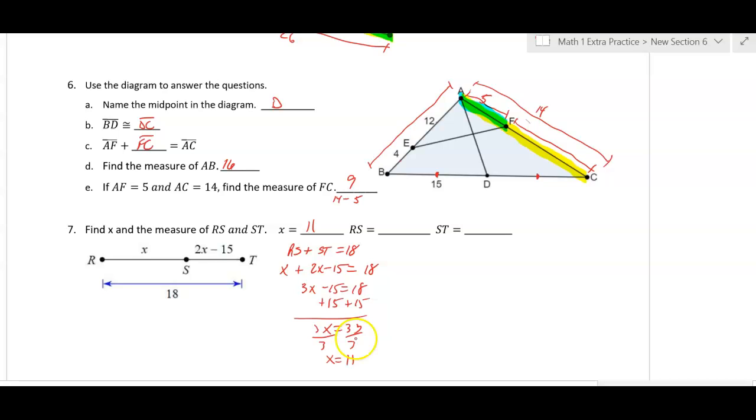Now if x is equal to 11, what you have to notice is RS is equal to x, which is just 11. Now there's 2 ways I can find ST. I can either plug x in, or 18 minus 11, because if this segment's 11, 18 minus 11 is 7. Okay, if I plug it in, 2 times 11 minus 15, gives me 22 minus 15, which is 7.